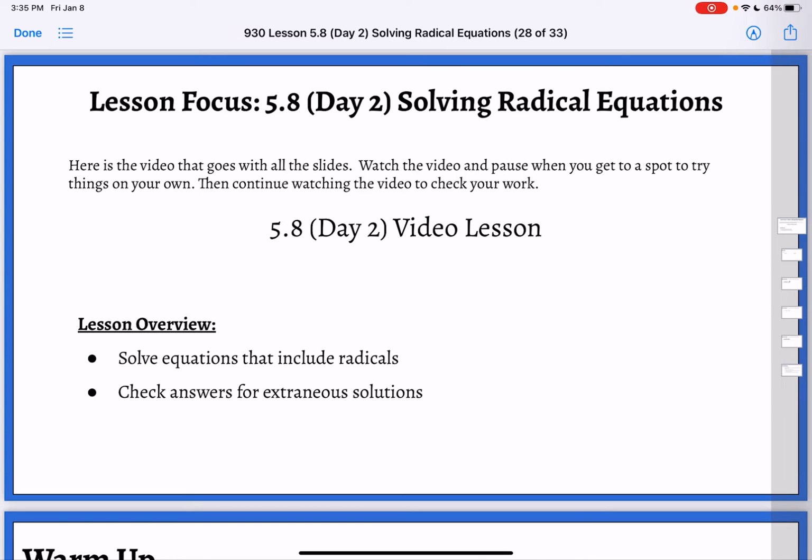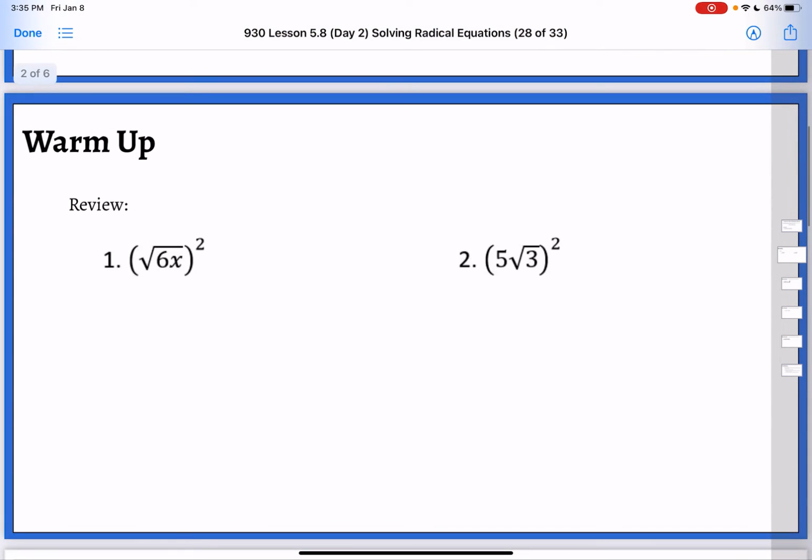feeling really confident. So as a warm-up here, we're going to have to remember how we do this when we square radicals that are a little more complex. So those are your two warm-up problems. Go ahead and pause your video and check those out.